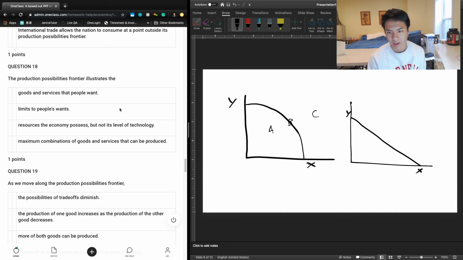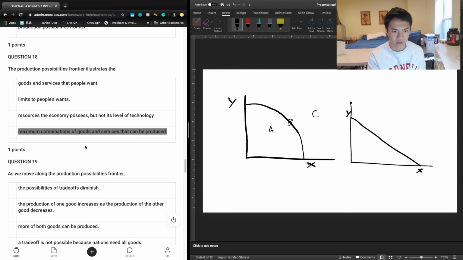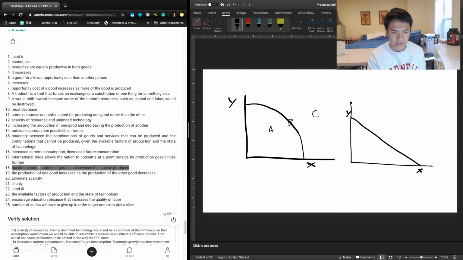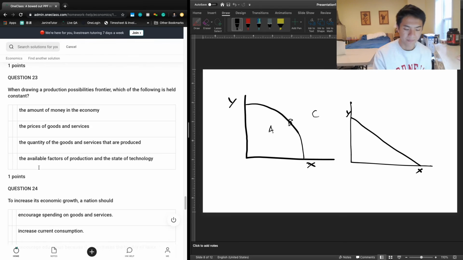Anything on the PPF, say at point B, is going to show us that if you are on B, that combination is going to be the maximum number. You're using all of your resources to produce that combo. So the full range of bundles you can achieve by using all of your resources is illustrated by the PPF. So it's going to be question 18, maximum combinations of goods and services that can be produced. Next question.